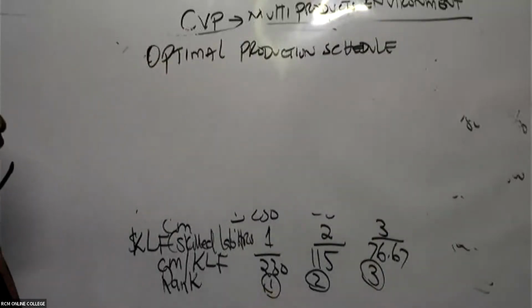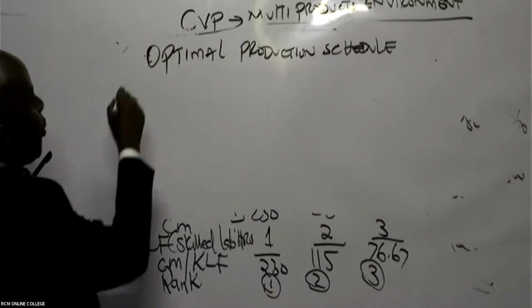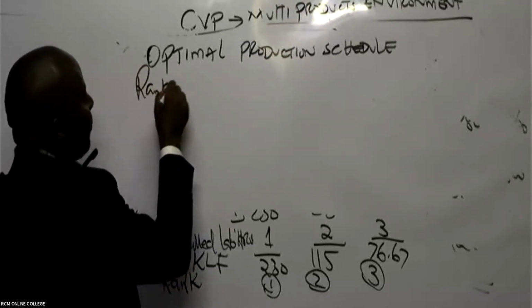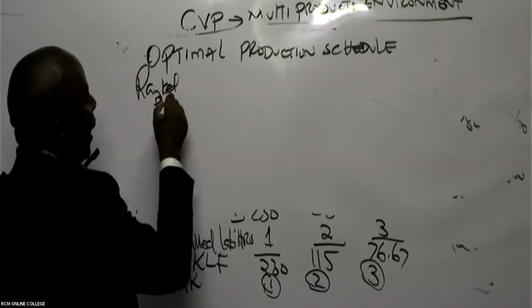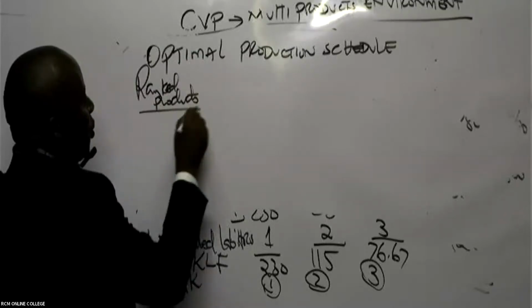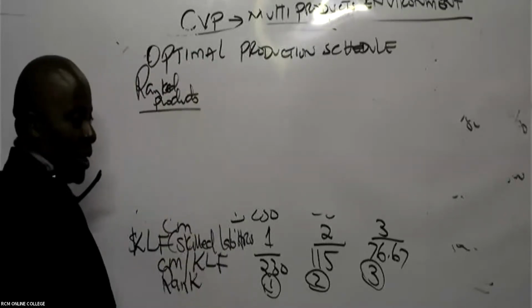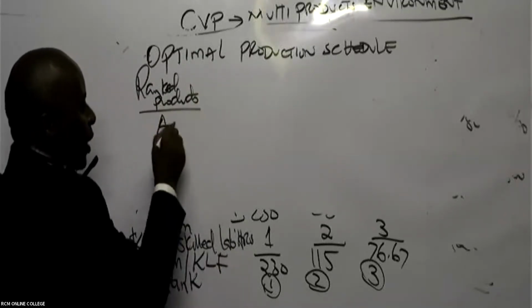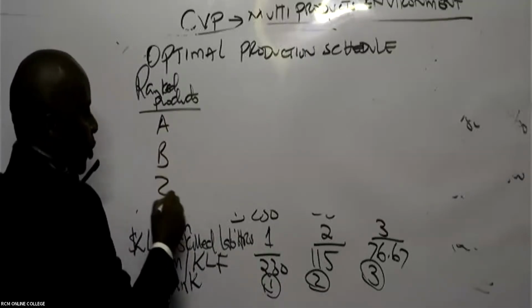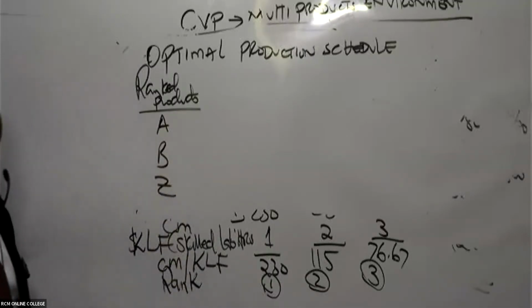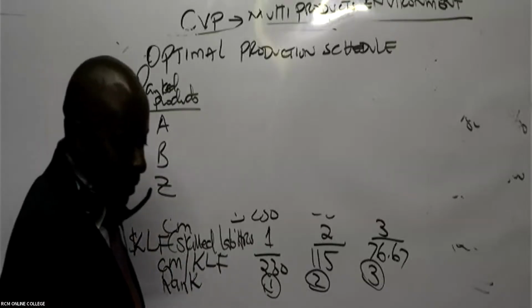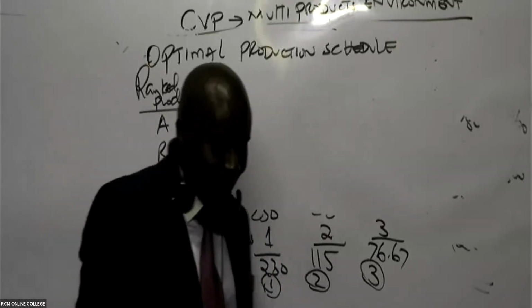Optimal production schedule, ladies and gentlemen, we start with ranked products. So you will mention them as per the ranks, eh? Here it was A ranked number 1, B ranked number 2, and then we have Z touching the cow by the tail. The last one, isn't it?